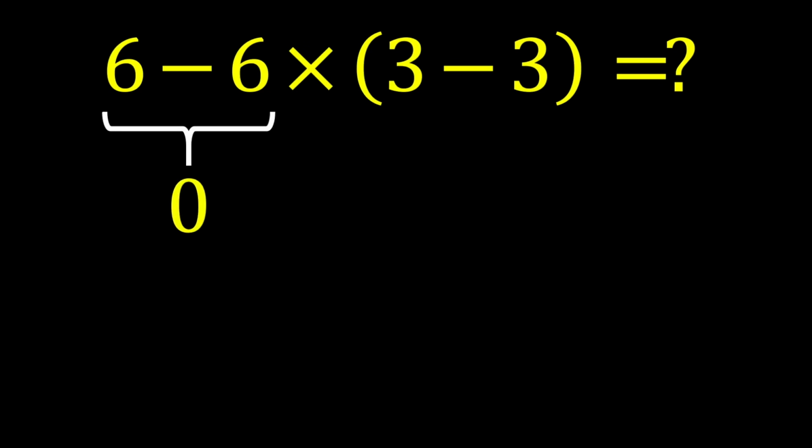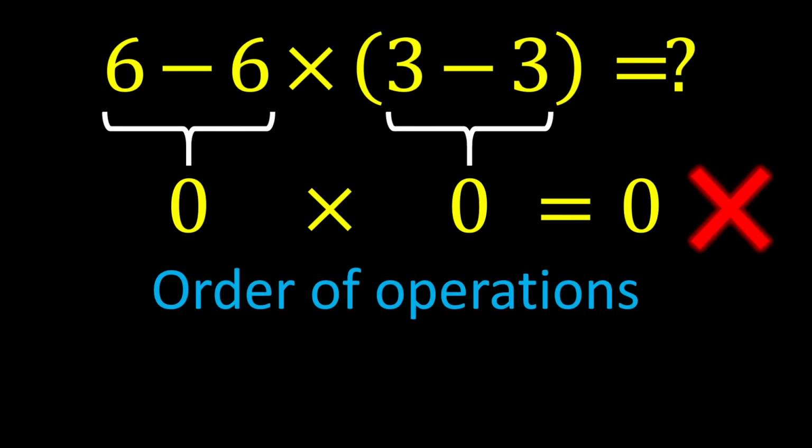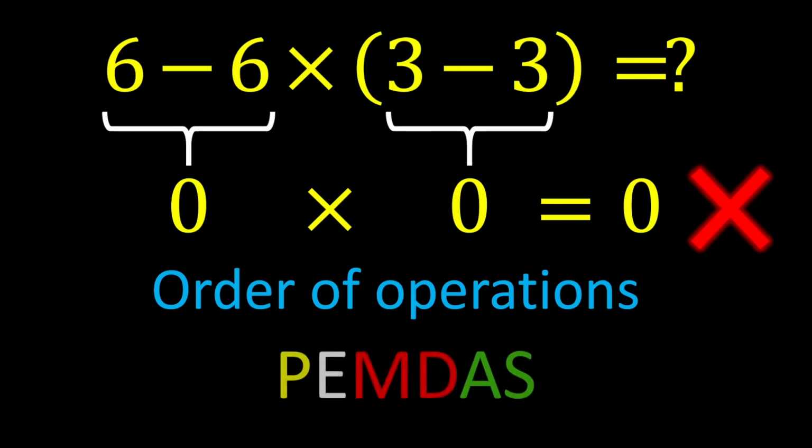6 minus 6 equals 0, then, inside the parentheses, 3 minus 3 also equals 0, finally, 0 times 0 equals 0. But this answer is not correct because we did not follow the order of operations, which is one of the most important rules in mathematics. The order of operations is commonly known by the acronym PEMDAS.